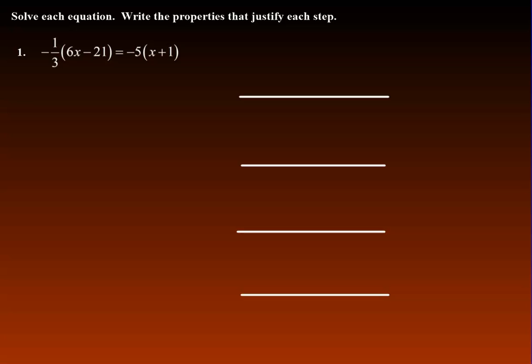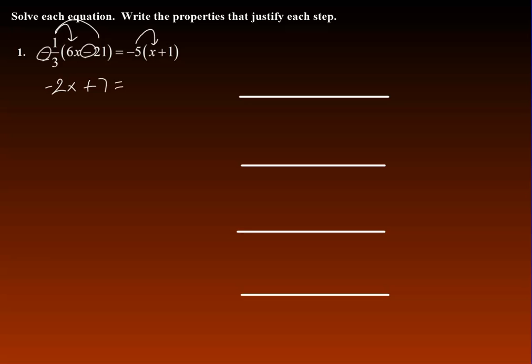Solve each equation, write the properties that justify each step. And again, in this we are doing the same thing we did last time, it's just bigger problems. So negative 1/3, we're going to distribute this to the 6. So 6 divided by 3 is 2, and it's negative because of the negative in front. Negative 1/3 times 21, so 21 divided by 3 is 7, and the negative here and the negative here make this an addition problem.